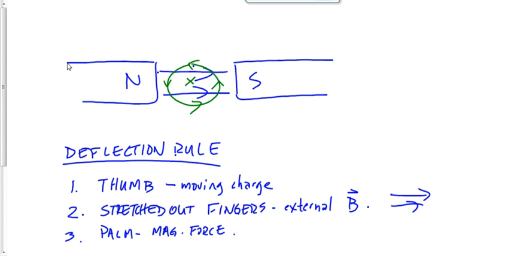If, by the way, the charged particle is not moving perpendicular to the field, this rule doesn't work. We can't do it. So any question we're going to see is going to involve the charged particle being perpendicular to the field.